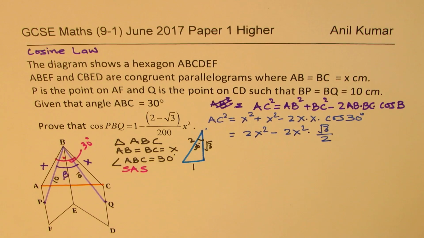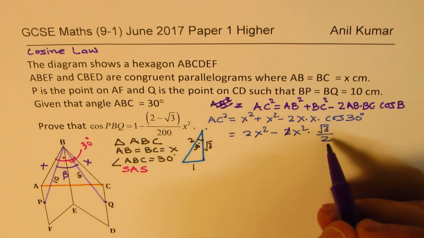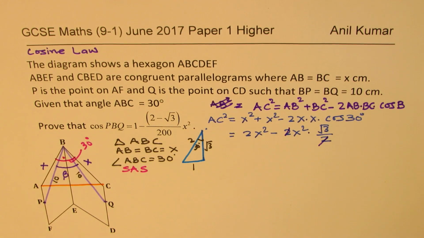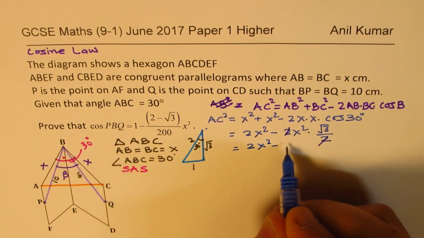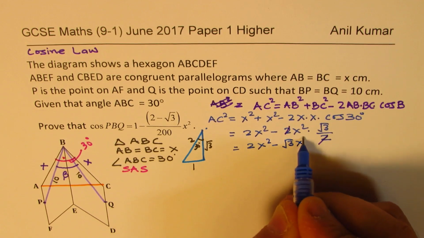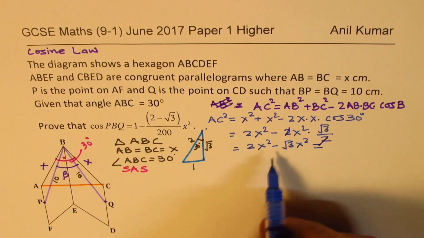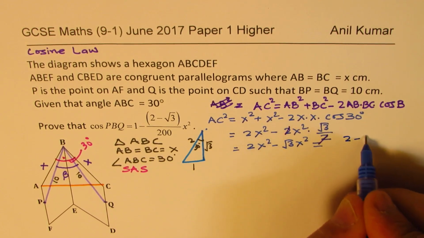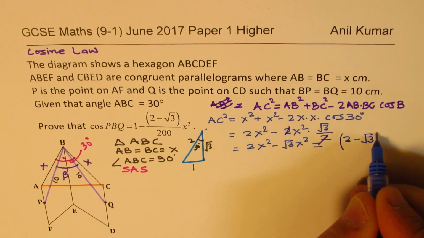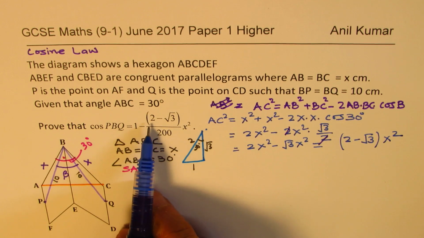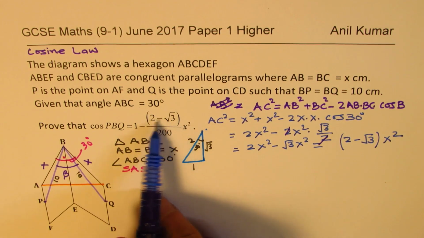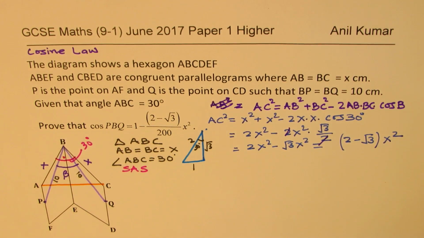So these 2's cancel, and what remains is 2x square minus square root 3x square, which we can take x square common, so we get 2 minus square root 3, and within bracket we get x square. Well, that is half job done, since you have this numerator here, correct, which is matching for us. Perfect.